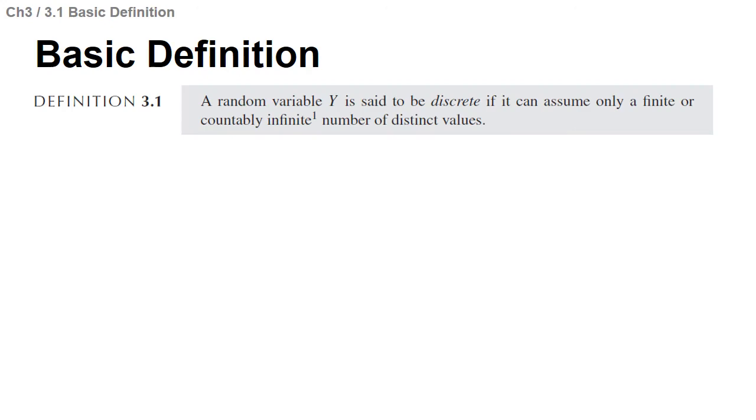Chapter 3.1 talks about basic definition. So in definition 3.1, a random variable Y is said to be discrete if it can assume only a finite or countably infinite number of distinct values. Okay, so this is the definition for discrete random variable Y.